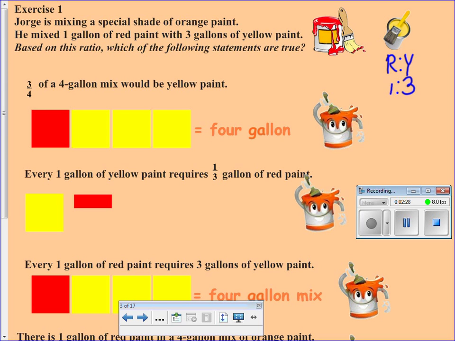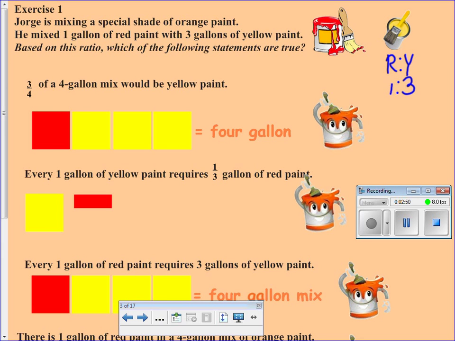I'm going to read it again. So here I have a 4-gallon jug of orange. Yes, 4 gallons. 1 gallon of red, 1 gallon of yellow, 1 gallon of yellow, 1 gallon of yellow. In this 4-gallon mix, is 3/4 of it yellow? Ready, set, vote.